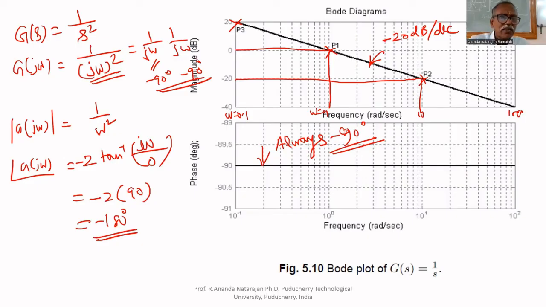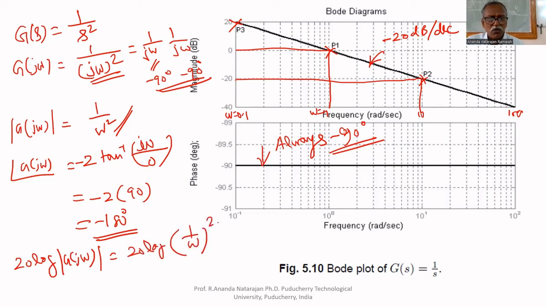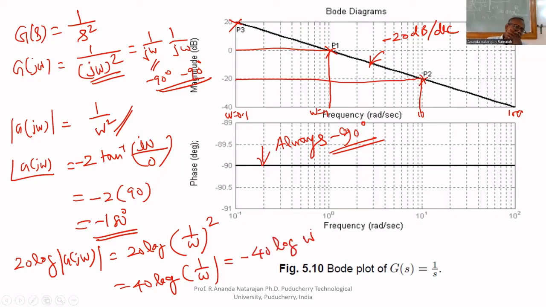What is the magnitude plot? 1 by omega square means 20 log modulus of G of j omega equal to 20 log 1 by omega whole square, that is equal to 40 log 1 by omega. That can also be written as minus 40 log omega. Omega can be written as omega to the power minus 1, so if you bring that minus 1 as a multiplication factor, you will get minus 40 log omega.